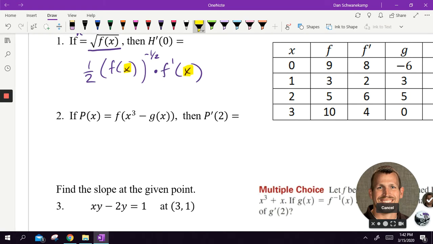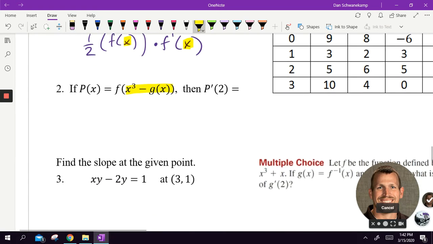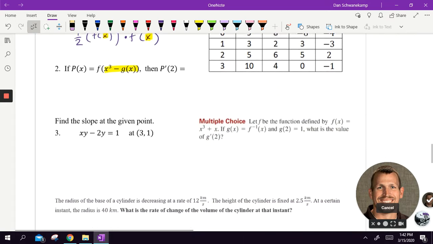Same thing on number 2. You're going to need chain rule. That's the baby. Multiply by the derivative of the baby, things like that. You can check your notes. I'd like you to try those on your own rather than me doing them.